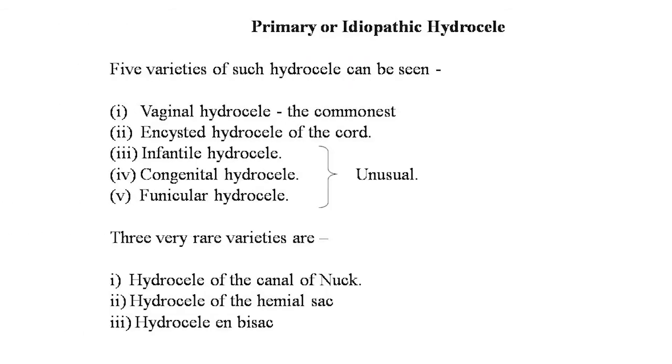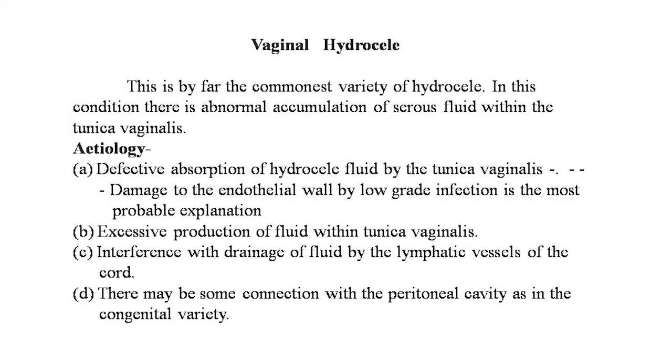The first is the primary or idiopathic hydrocele. Five varieties of such hydrocele can be seen. First is the vaginal hydrocele, the commonest type of the primary hydrocele. Then encysted hydrocele of the cord, infantile hydrocele, congenital hydrocele and funicular hydrocele. The last three are unusual. Three very rare varieties are hydrocele of the canal of Nuck, hydrocele of the hernial sac and hydrocele in bisaccate. Now, first is the vaginal hydrocele.